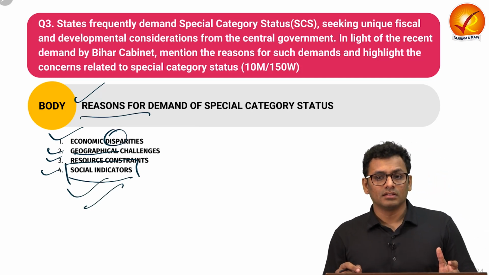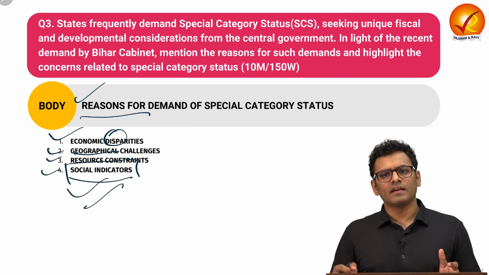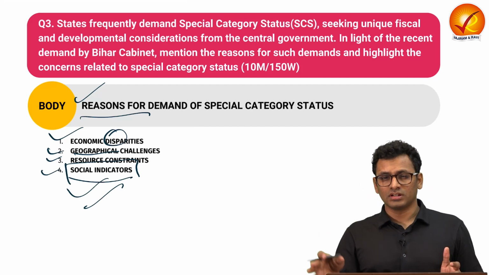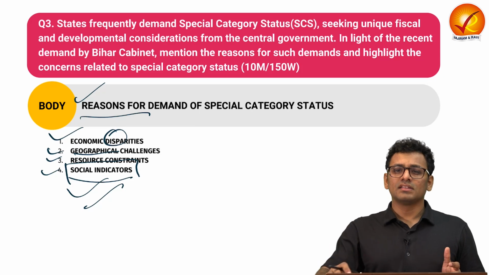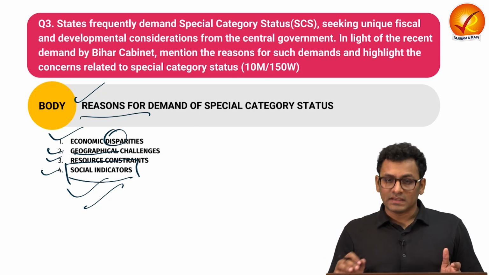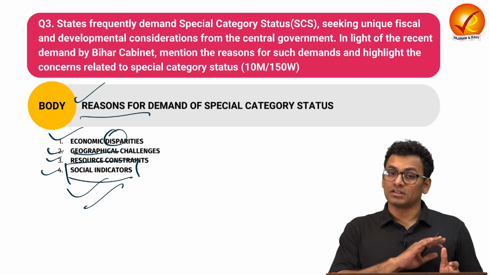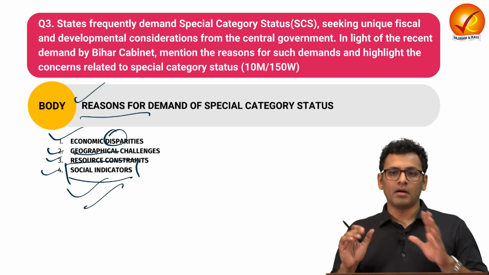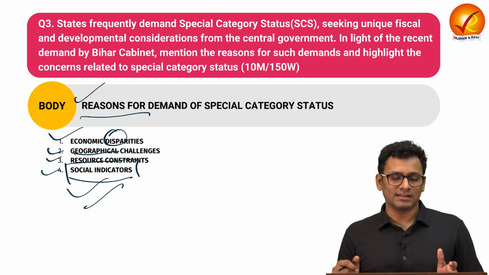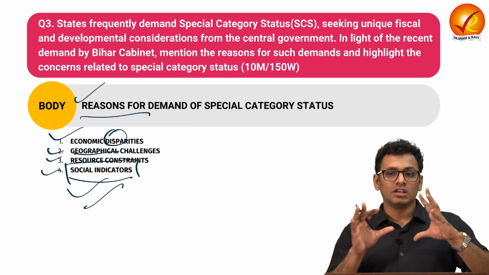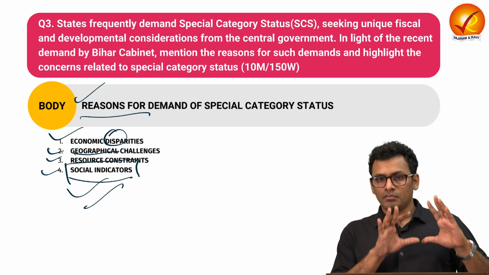Just as we have seen the level of poverty in Bihar, we have seen that certain special category status states have certain kinds of social indicators where we have witnessed a higher degree of relative deprivation as well as lack of basic needs. Because of those social indicators, the states definitely need to cater to the demand of the population through special category status. So those are the reasons for the demand of special category status. You can list them in the first part of the body.